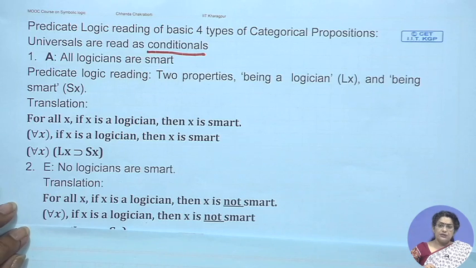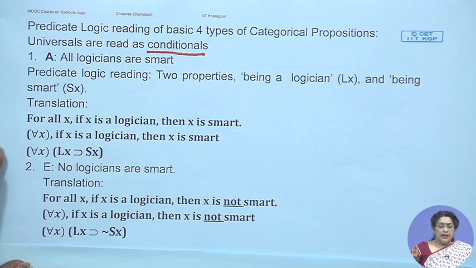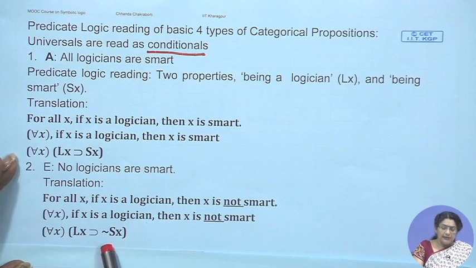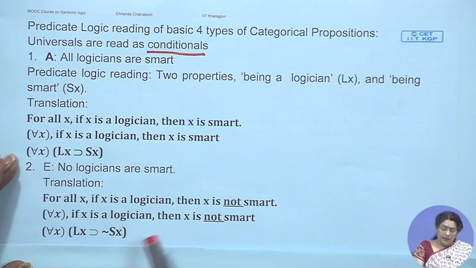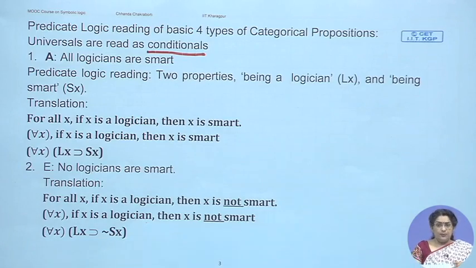And this translation is again, once more, for all X, and here comes this. Now, how to translate that? Well, like so. X is not smart, the tilde appears here. Exactly as we have said it: if X is a logician, then X is not smart, preceded by the for all X. That is your universal quantifier. Okay. So, this is my E proposition.